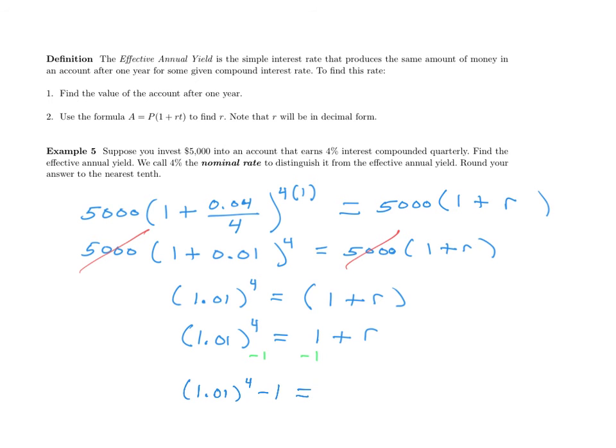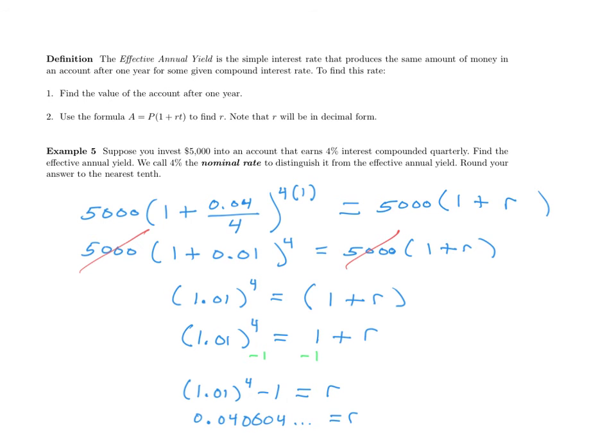And on the other side, we're left with r, since we're subtracting 1 from 1. And this is my effective annual yield. All I have to do is type this into a calculator and see what number we get. Okay, that number is 0.040604 and so on, and that is equal to r. If we express this as a percent, we would move the decimal over 2 places.